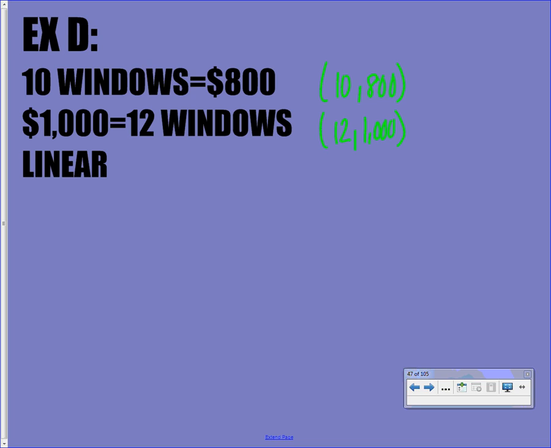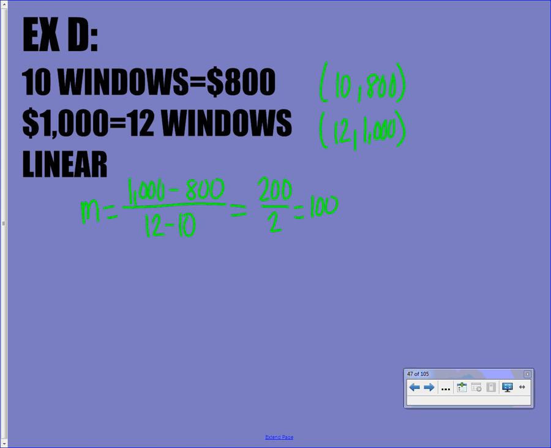So I would want to find the slope first. To find m, I would do the difference in the y's, so 1,000 minus 800 over the difference in the x's, 12 minus 10. So I would get 200/2, which equals 100. So my slope is 100.